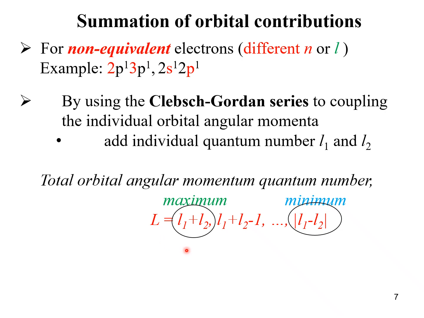Similarly, when we find the difference between these two orbital angular momentum quantum numbers for each of the electrons, it will result in the minimum value for the total orbital angular momentum quantum number. So in between this maximum and minimum value, we subtract 1 from the maximum value until we reach the minimum value, which means that if we get 4 here, 4 minus 1, then we will get 3, until we get the minimum value.